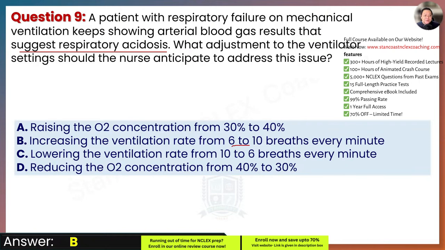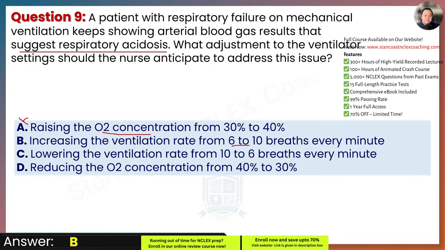Now, what about the other options, A, C, D? Why are they incorrect? Let's take a look into letter A first, raising the oxygen concentration from 30% to 40%. The clue here is the concentration of oxygen. This change can affect oxygenation, but not carbon dioxide levels. So eliminate letter A.